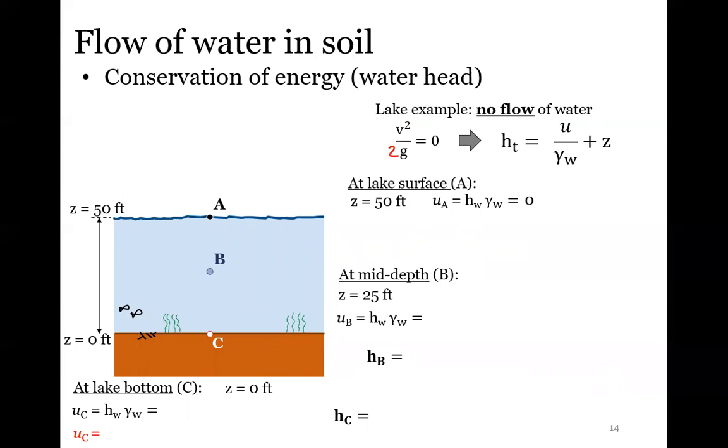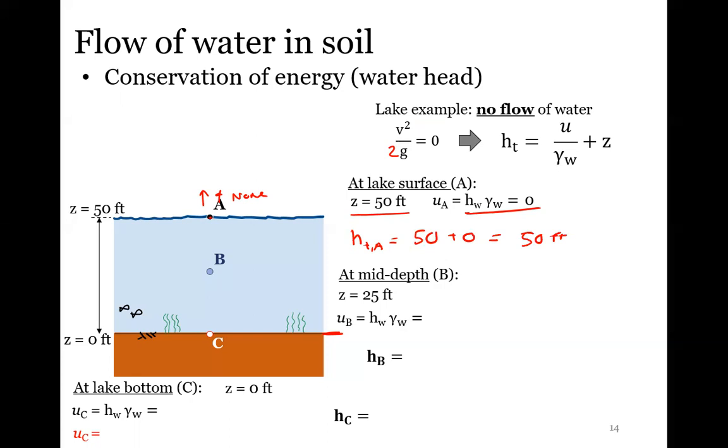So at this lake surface, let's say we have an example like this, and we want to find the energy levels through this entire cross section. At the lake surface, if our datum is here at 0, then our elevation head is 50 feet, right? Because we're up here at point A, 50 feet. And our pressure head, how much water is above it? There is none. So this is equal to 0. So our total head at A is equal to 50 plus 0, which is equal to 50 feet.